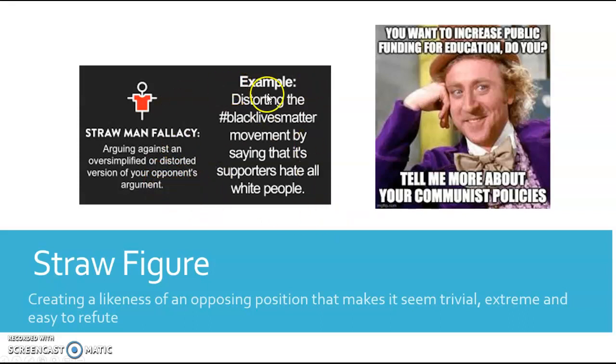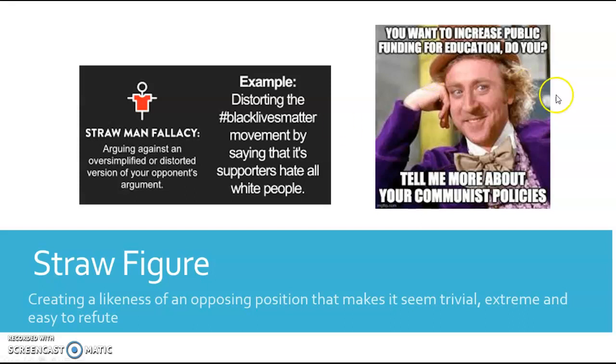A more recent example is distorting the Black Lives Matter movement, basically making the claim that anyone who supports Black Lives Matter is essentially saying they hate all white people. Now that is a very extreme and painful example of the straw man fallacy. But it's taking an opposing position and making it seem trivial, extreme, and easy to fall apart.